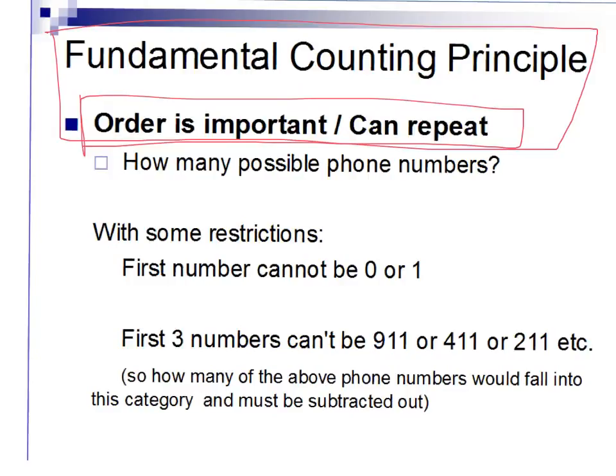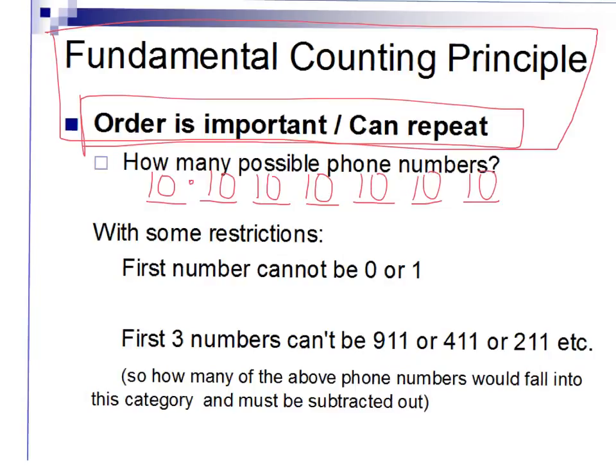Okay, so if you think about it, how many possible phone numbers are there? Well, a phone number is 7 digits. All right, and I could have 10 possible digits for the first number, and I could have 10 for the second because I'm allowed to repeat. I could have 10 for the third. Remember, it's actually 0 through 9. That's why it's 10 possibilities, not 9 possibilities. And because I can repeat, I would have 10 possibilities over and over and over.